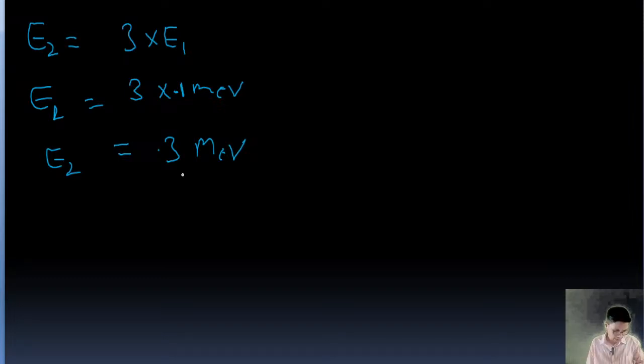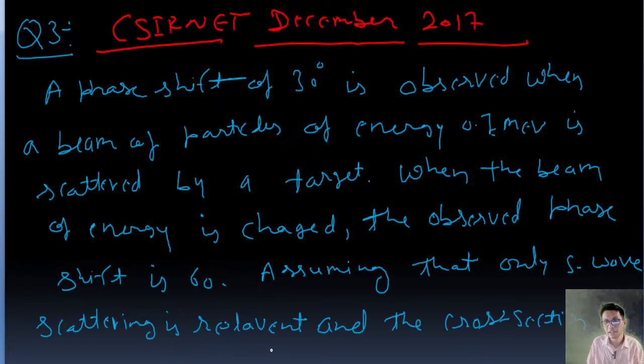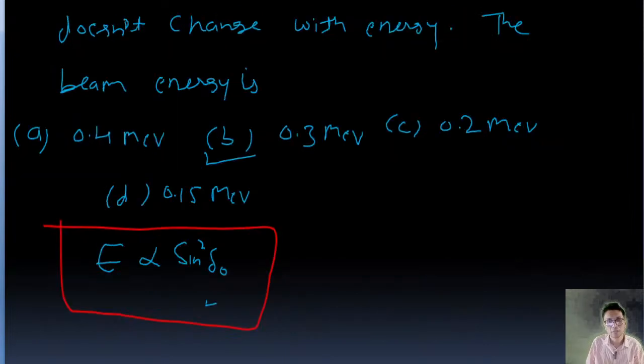Understand, guys, this is valid only if the cross section doesn't change with energy. If the cross section is changing with energy, in that case this formula is not valid. So E is proportional to sine square delta naught. Anything I need to tell or remaining?